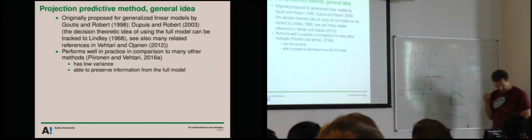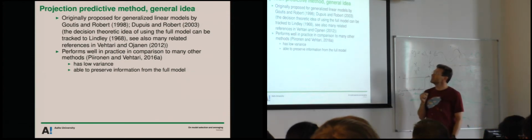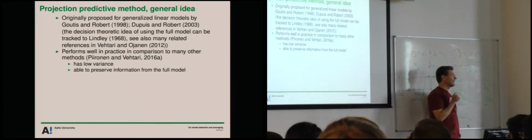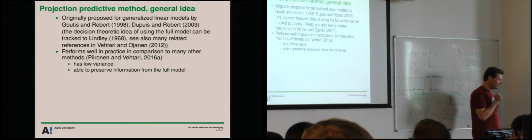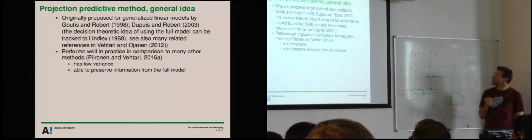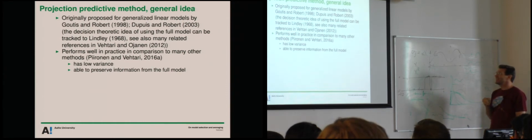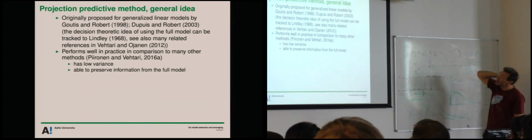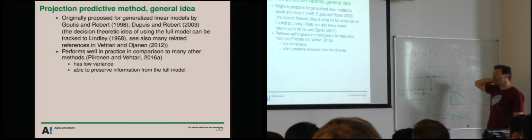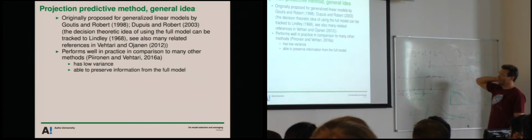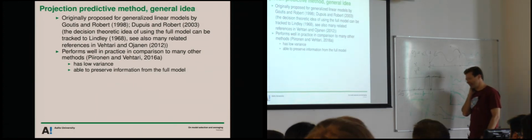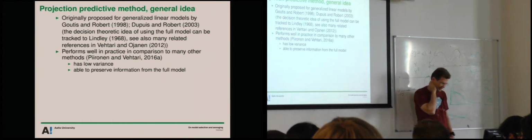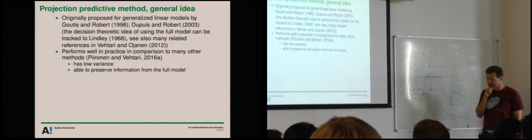This projection predictive method, the decision theoretic idea, can be traced to Lindley's 1968 paper. And even as Lindley was a very prominent figure in Bayesian statistics, it's surprising that these decision theoretic ideas did not get more popular. There were some people every now and then remembering these, being able to publish something, but then again not getting widely used.